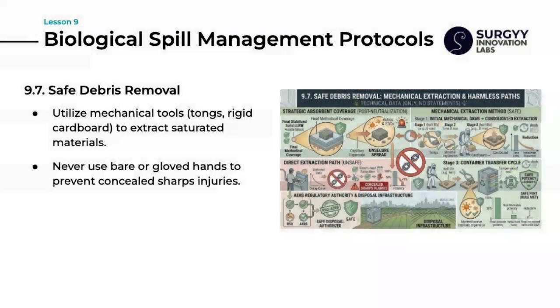Safe debris removal is the subject of Lesson 9.7, focusing on the prevention of physical injury. During the cleanup, you must utilize mechanical tools, such as tongs or rigid cardboard, to extract saturated materials and debris from the floor. You must never use bare or gloved hands for this task. The primary reason for this strict rule is to prevent concealed sharps injuries. Broken glass or needles may be hidden within the saturated absorbent pads, and even heavy-duty gloves can be easily punctured, leading to a direct percutaneous exposure to the infectious material being cleaned.